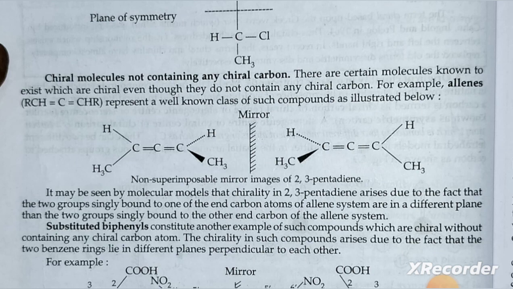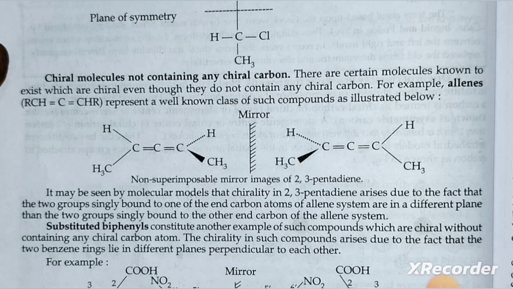Chiral molecules not containing any chiral carbon. There are certain molecules known to exist which are chiral even though they do not contain any chiral carbon. For example, allenes represent a well-known class of such compounds, as illustrated below.